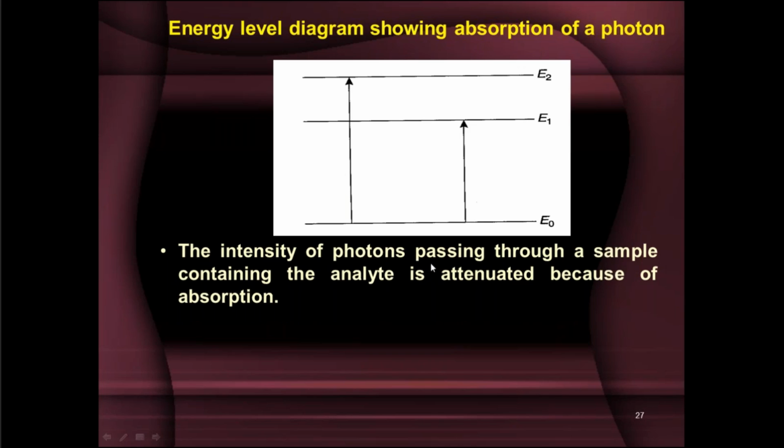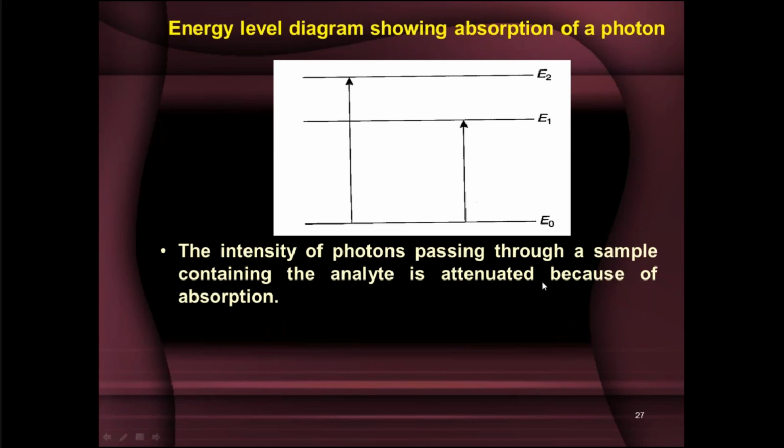So the intensity of photons passing through a sample containing the analyte is attenuated because of absorption. What happens is these two photons in the beam were absorbed by electrons of the analyte. Suppose there were 10 photons in the beam, 2 of the photons have been absorbed. So what is getting transmitted out of the sample of analyte is only 8 photons, the remaining 8 photons. So there is a decrease in the number of photons entering and exiting.